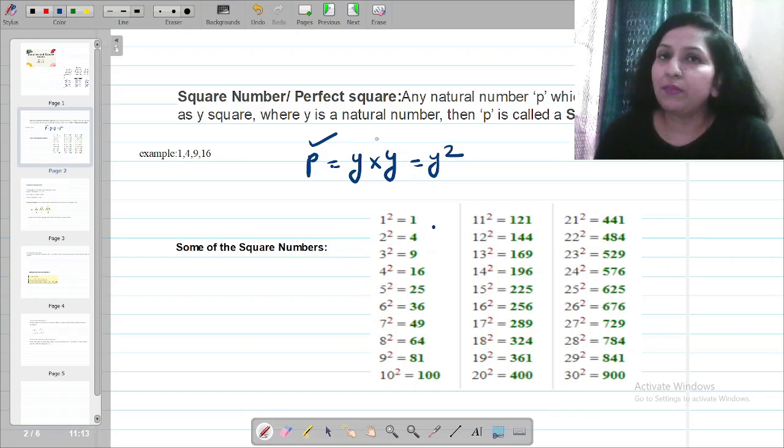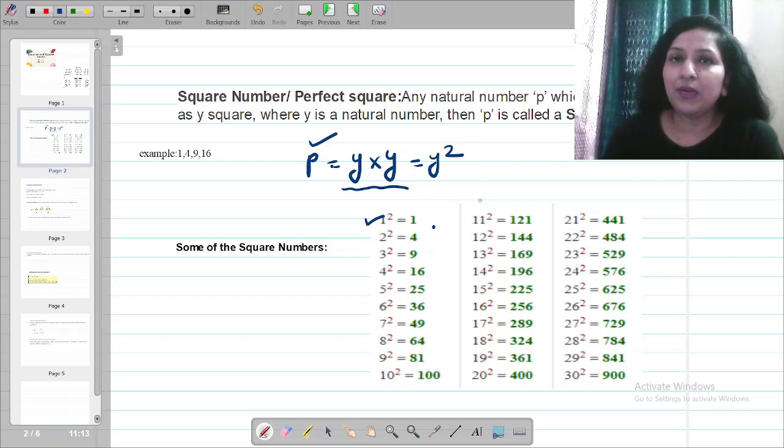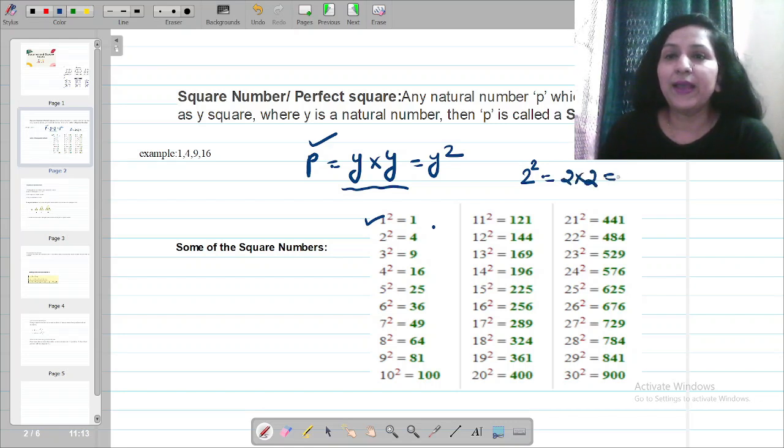Okay, every number is not a perfect square. There are limited numbers which can be represented in this form. These are perfect squares. Have a look at this chart. 1 square is equal to 1. Square means the number multiplied by itself. If I write 2 square, 2 square means 2 is multiplied by itself and the answer is 4. In the similar manner, if I am finding 3 square, that is 3 into 3, 9. If I am finding 10 square, that is 10 into 10, which is 100.